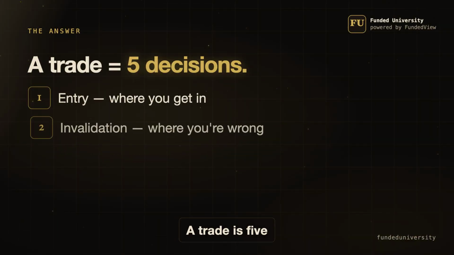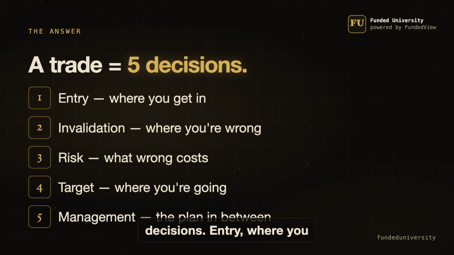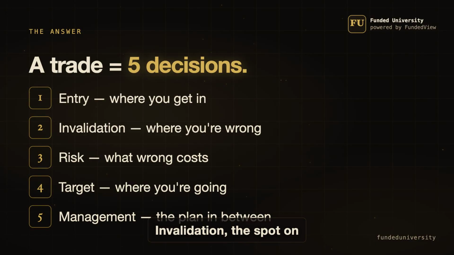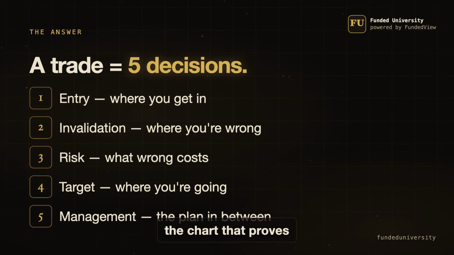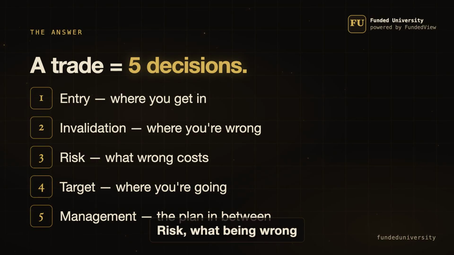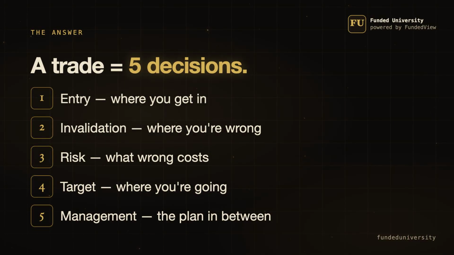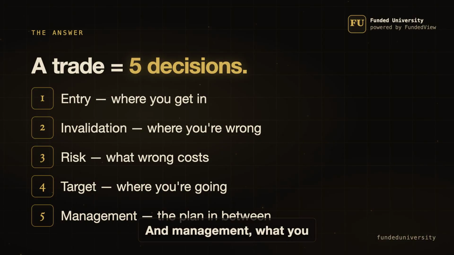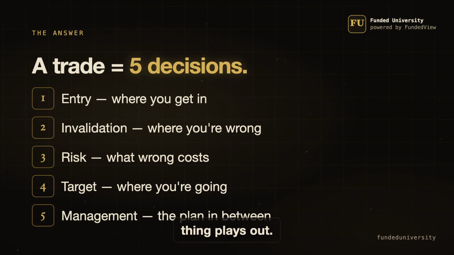Here it is. A trade is 5 decisions. Entry, where you get in. Invalidation, the spot on the chart that proves you wrong. Risk, what being wrong costs you in dollars. Target, where you're going. And management, what you do while the whole thing plays out.